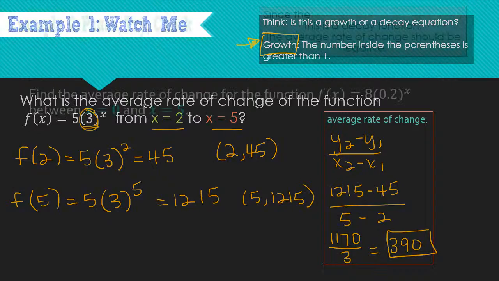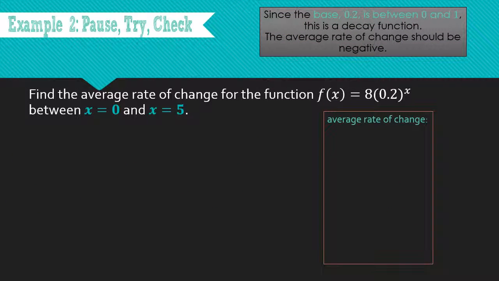So let's take a look. Now would be a great time for you to pause, try this on your own, and then come back to check to see if you got the answer right. So using that same information we talked about last time to check if it was growth or decay, notice this time the number I have with my variable exponent is 0.2, and that's between 0 and 1, so this indicates it's decay. So when I get my answer, I should have a negative answer because we are decreasing in my function. So again, I'm going to evaluate my function at 2 points.